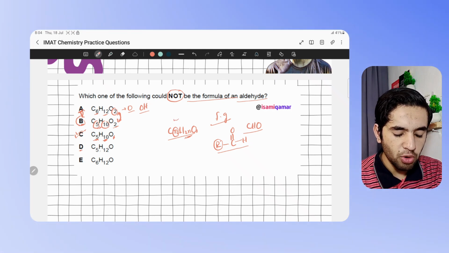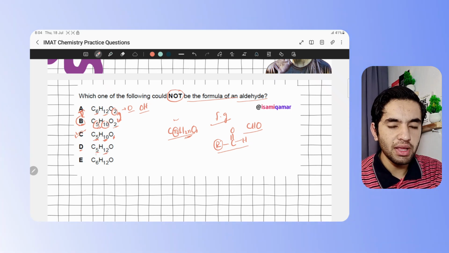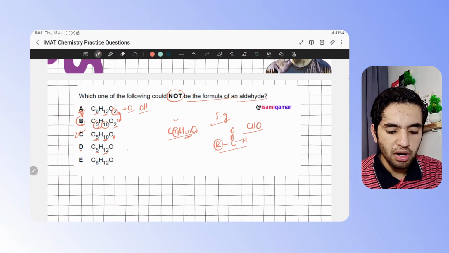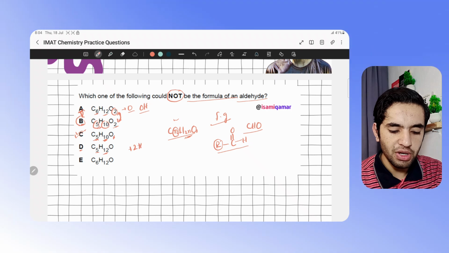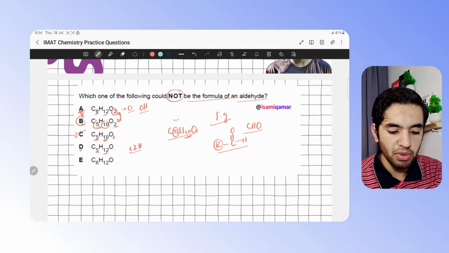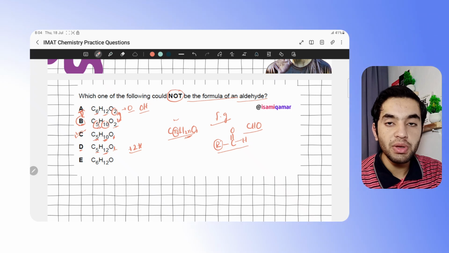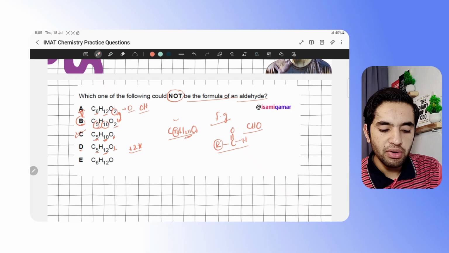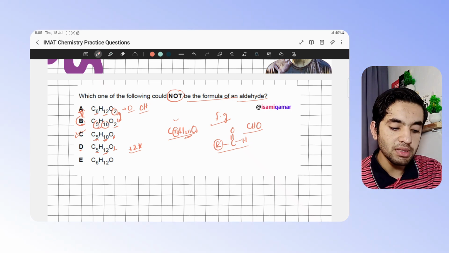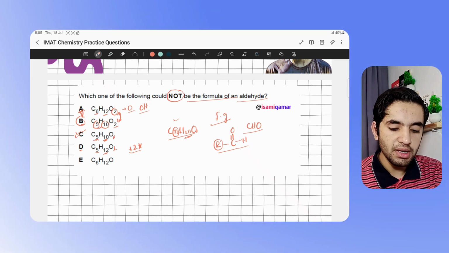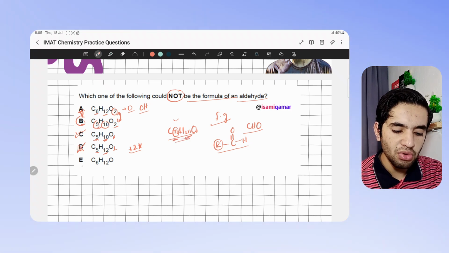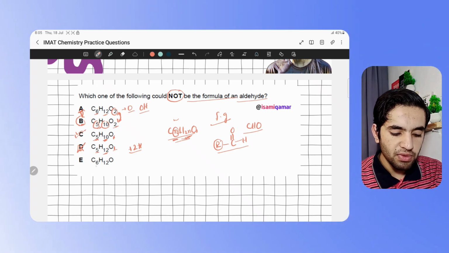So look at option D. Option D says C5 and H12. It wasn't 5 times 2 is 10, but here there are 2 extra hydrogens. So it means that there is some sort of issue because oxygen is 1. If oxygen would be more than 1, like 2 or 3, we could have concluded there is a hydroxyl group attached, but this is the wrong formula because it isn't justifying this general formula. So this is wrong, but let's look at option E because it is pending.